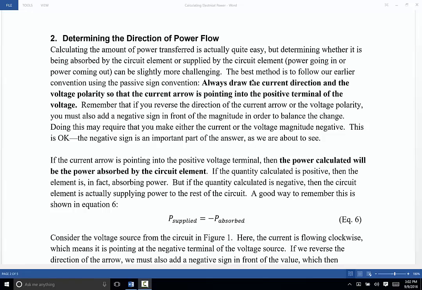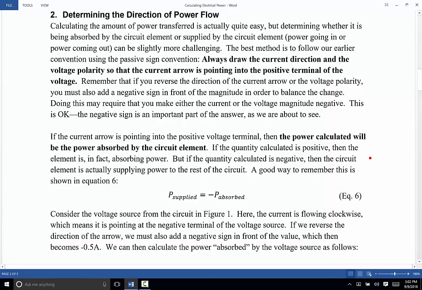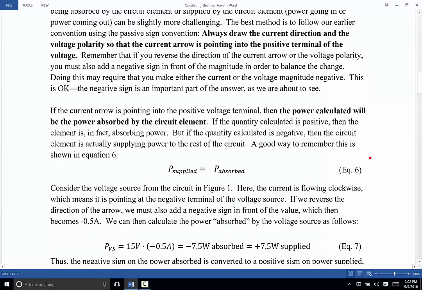The key is actually the same key that we've been seeing so far this semester, and that is always draw the current direction and the voltage polarity so that the current arrow is pointing into the positive terminal of the voltage. And if it's currently pointing into the negative terminal of the voltage, then simply flip either the arrow of the current or the polarity of the voltage. This will of course introduce the necessity for a negative sign into one of those two numbers. But as long as the arrowhead is pointing into the positive sign, everything is going to work out in the next step. Because when you calculate the power, be sure to carry that sign along.